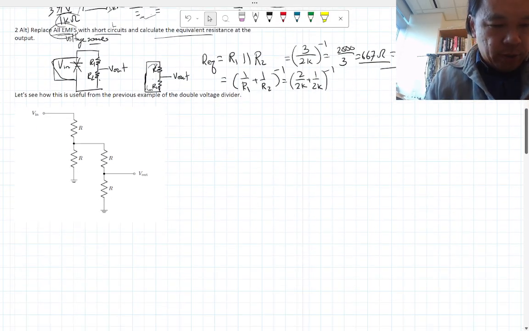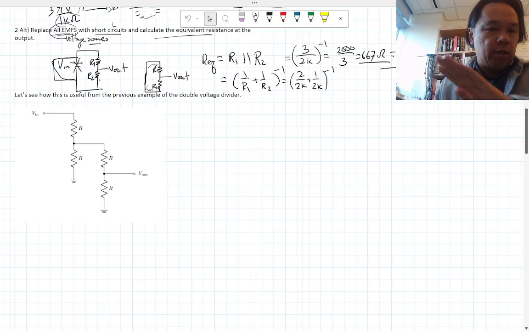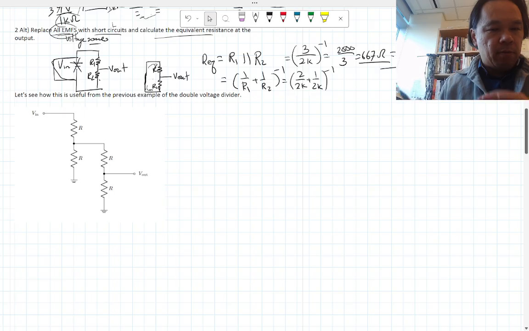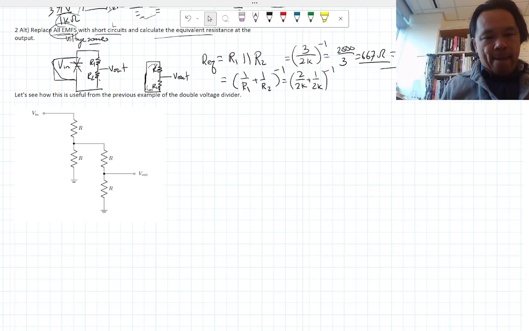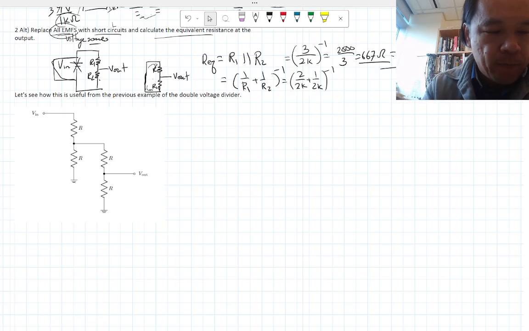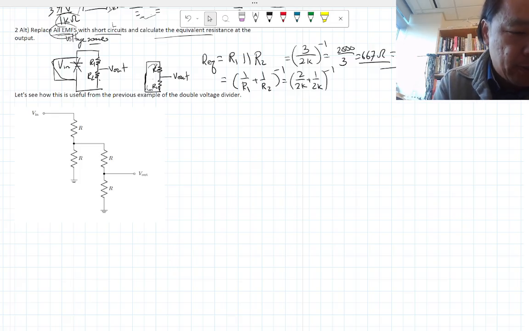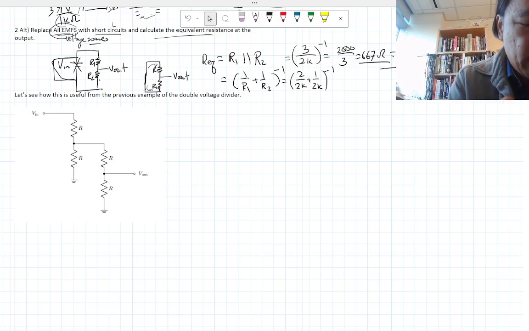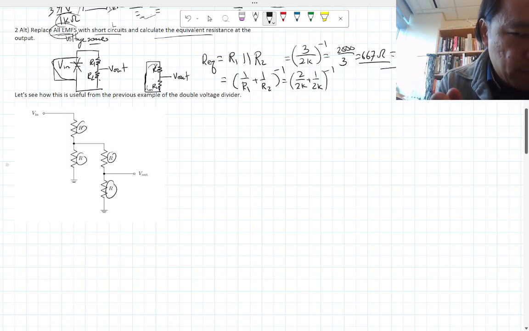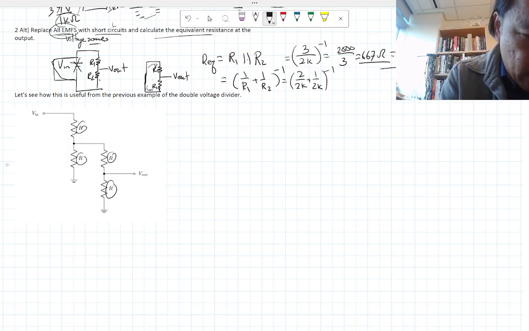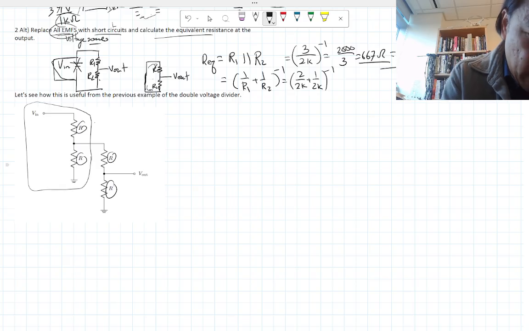All right, what I'm going to show you real quick is how this is useful for the double voltage divider problem we had in the previous section. Previously you had to do a bunch of circuit analysis to do this. What I'm going to do is simplify it. Since the circuit has the same R's, I'm going to take this little piece here and make it into a Thevenin equivalent version.